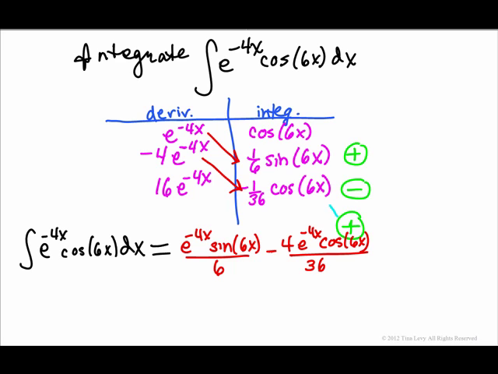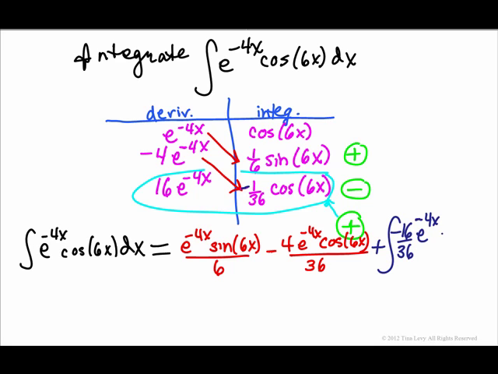Now I'm going to have plus this integral. I can't zero all the way out, so I'm going to have that integral. So that's going to be plus negative 1/36 cosine 6x times 16. So it's going to be plus the integral of negative 16/36 e to the negative 4x cosine 6x dx. So the key here was we're going to be plus, this is the integral. This is the last integral that we're going to have to do, the simplified integral right here.